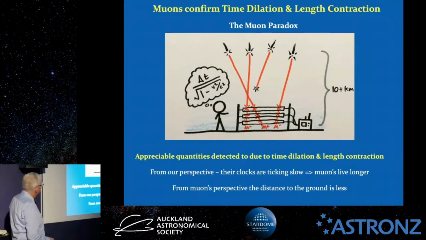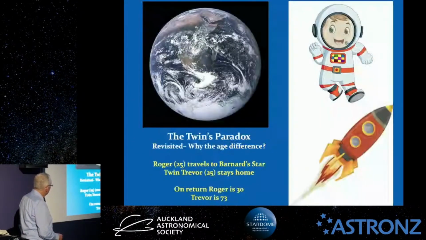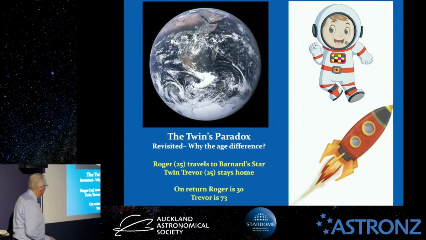So that's nature's proof to us of special relativity, but we don't need that proof. We've got plenty of our own, thanks very much, but that's a pretty cool paradox. Now let's get back to Roger and Trevor. So why the difference here?